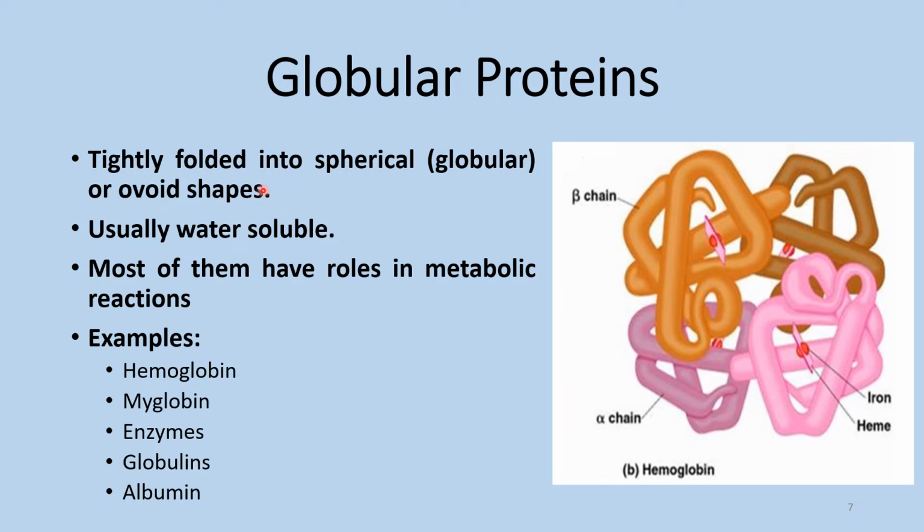Globular proteins are folded into spherical or ovoid shapes. They are usually water soluble, and they usually have roles in metabolic reactions. Examples are hemoglobin, myoglobin, enzymes, globulins, and albumin. There are various other proteins which are also globular proteins and have various functions, but the important examples of the globular proteins are these.